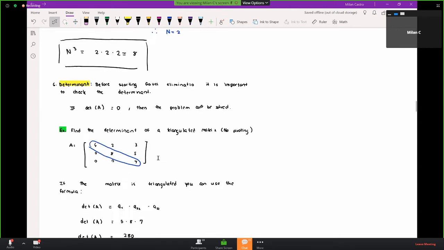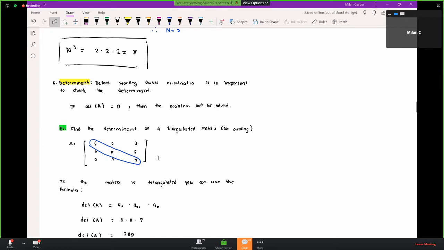All right. So next, let's go over the determinant. Before starting Gauss elimination, it is important to check the determinant. So why do we want to check the determinant? If our determinant is equal to 0, we cannot solve the problem. So that's why you check it. It's always good protocol to just check it before you start.